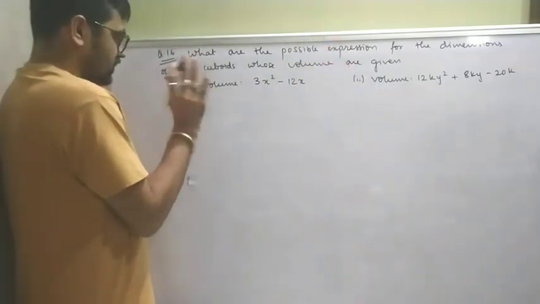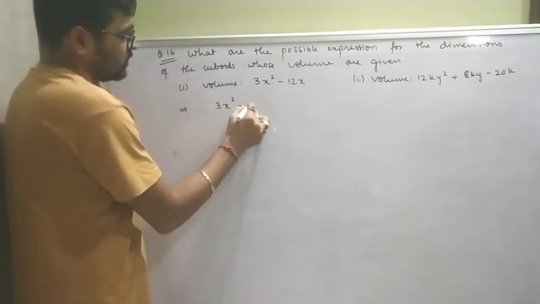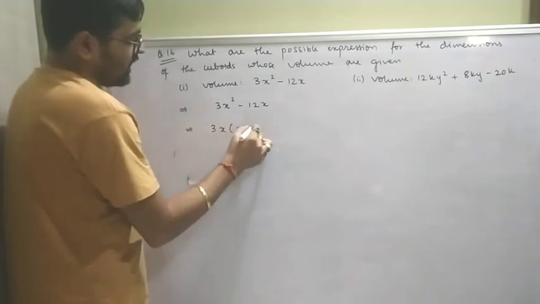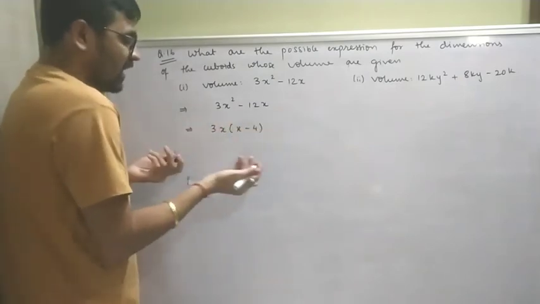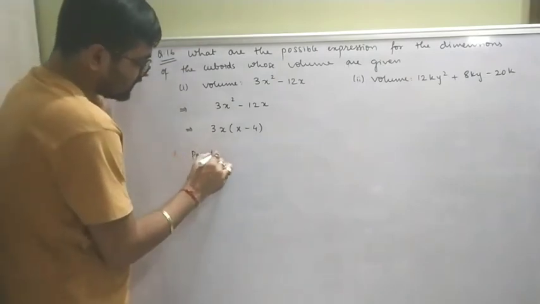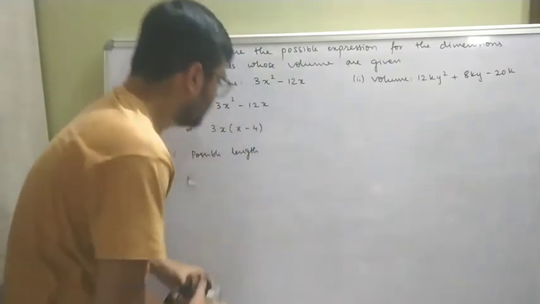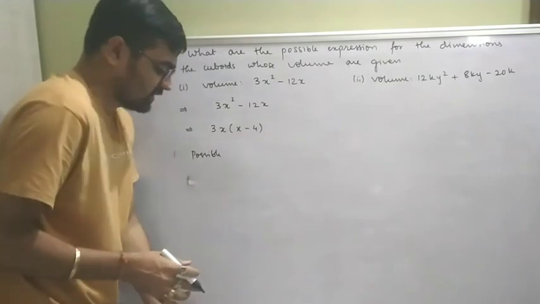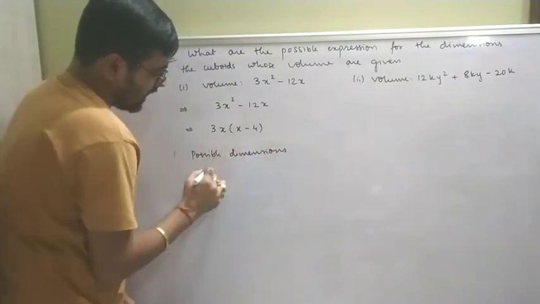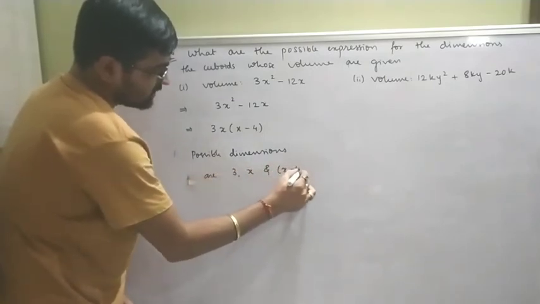Correct. So suppose for the first one, if I start 3x square minus 12x, can I take 3x common? I am left with x minus 4. Can I do further than this? Not at all. So what I will go for is possible dimensions. So let me write possible dimensions are, not length, breadth and something like that. So possible dimensions are 3x and x minus 4.